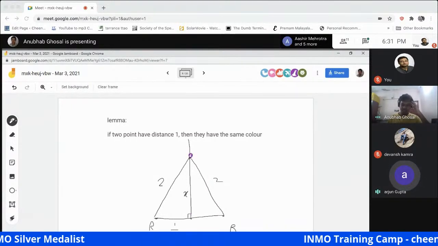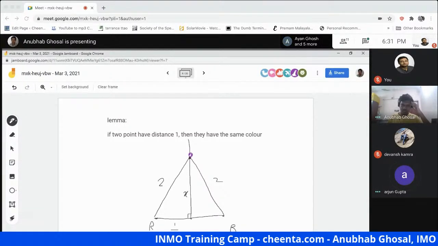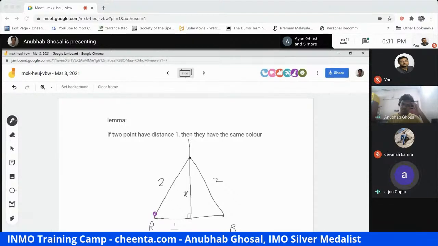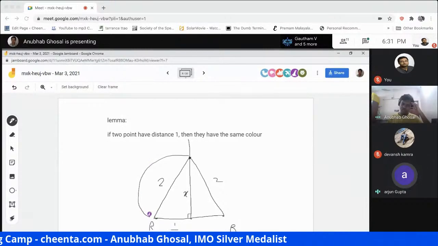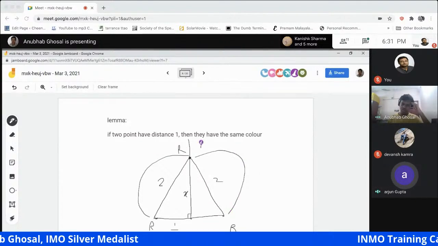Now this point cannot take any color. If we see from here, then this should be R. But if we see this other argument, then that would force it to be B. So we have a contradiction.